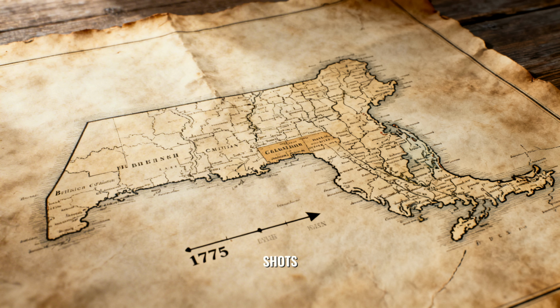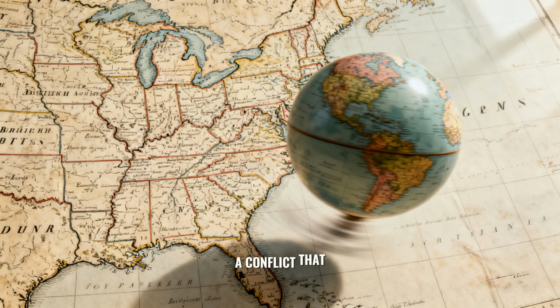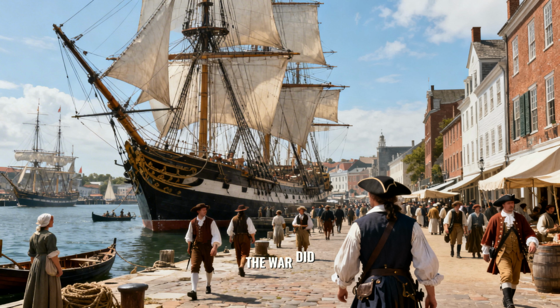Yet those first shots marked the beginning of the American Revolutionary War, also known as the American War of Independence, a conflict that would transform 13 British colonies into an independent republic and alter the course of global history. The war did not erupt suddenly. Its origins lay in the long and uneasy relationship between Great Britain and its North American colonies.